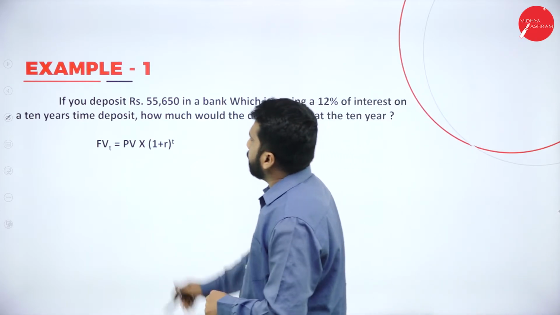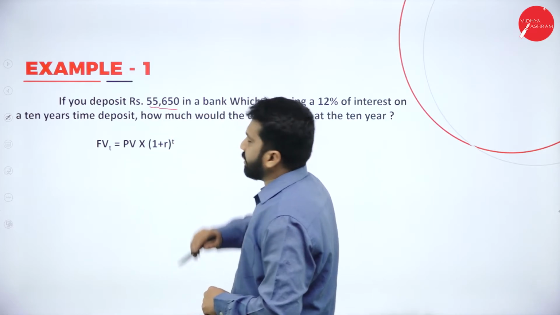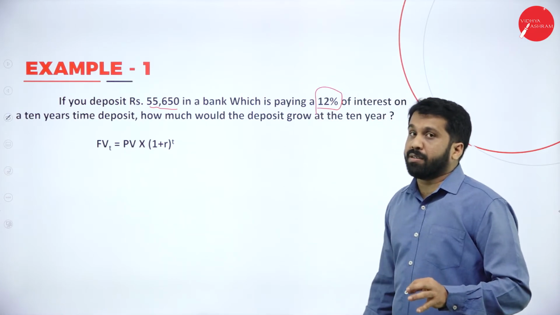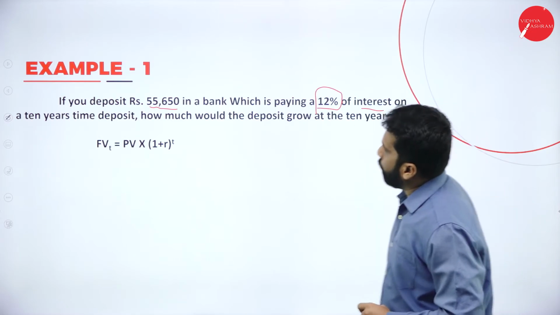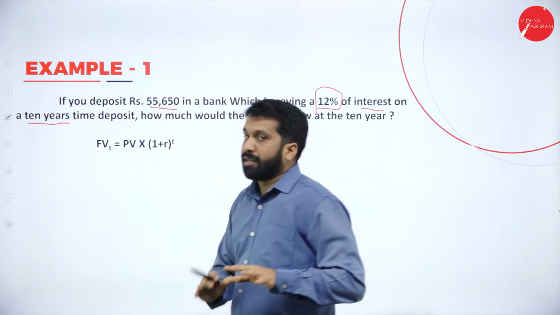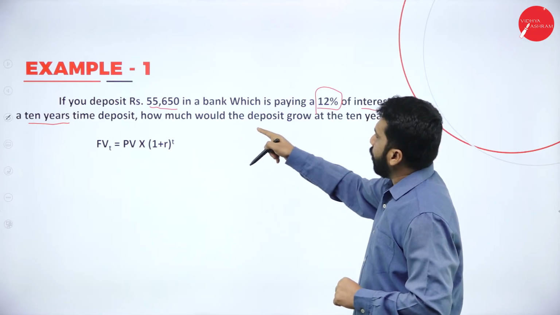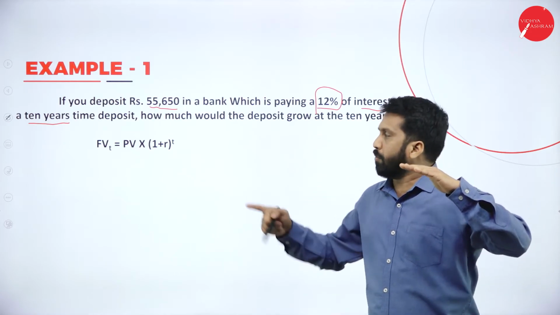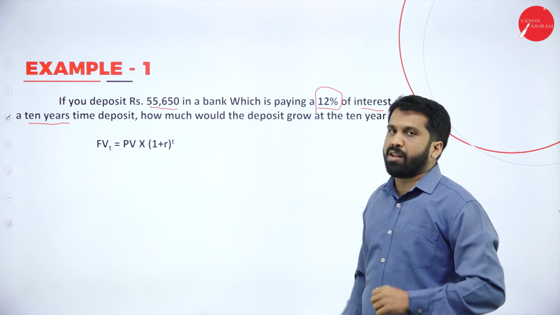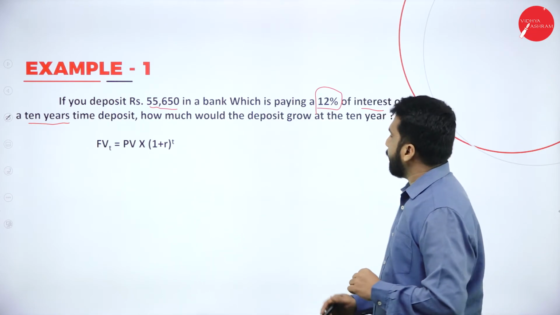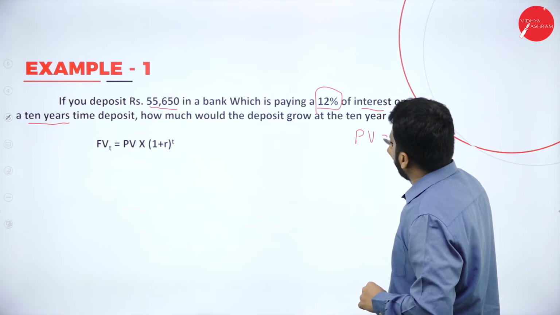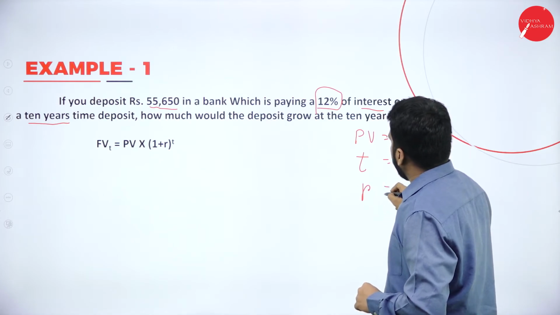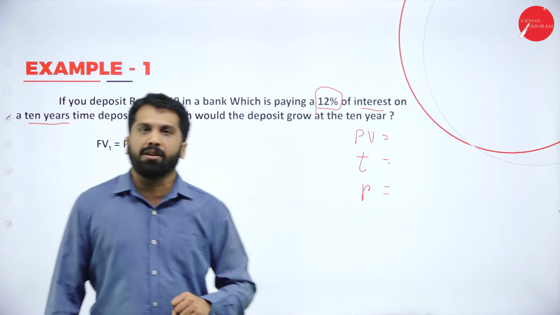Now, under this, if you deposit 55,650 in a bank which is paying 12% interest for 10 years, how much will the deposit grow to in 10 years? How much it will grow means what the amount will be in the future. So what are we finding out? Future value. Before that, you should write how much your PV is, how much your time is, how much your rate is. These three you should know before you start your problem.